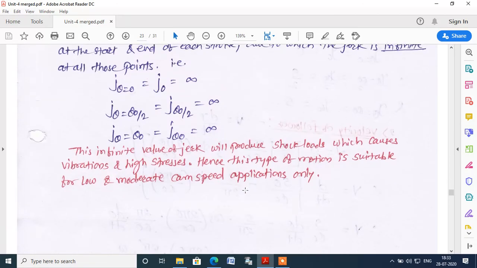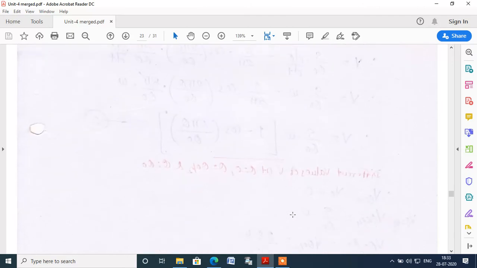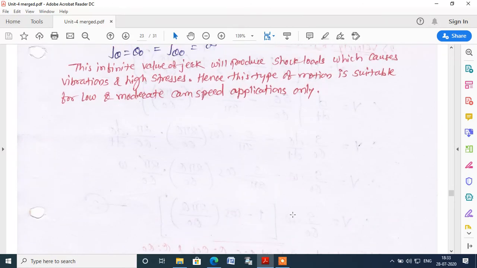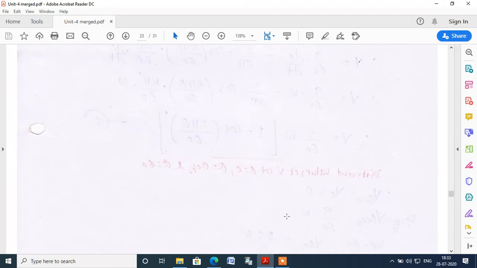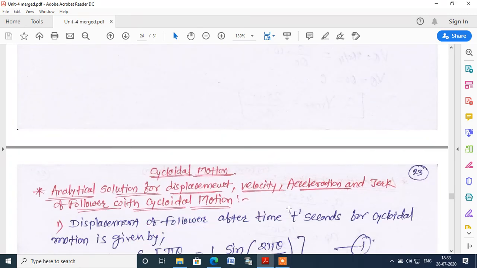Therefore, this infinite value of jerk will produce shock loads, which cause vibration and high stresses. Hence, this type of motion is suitable for low and moderate cam speed applications only. So this is applicable only for low and moderate cam speed. This way we have to see the analytical solution.